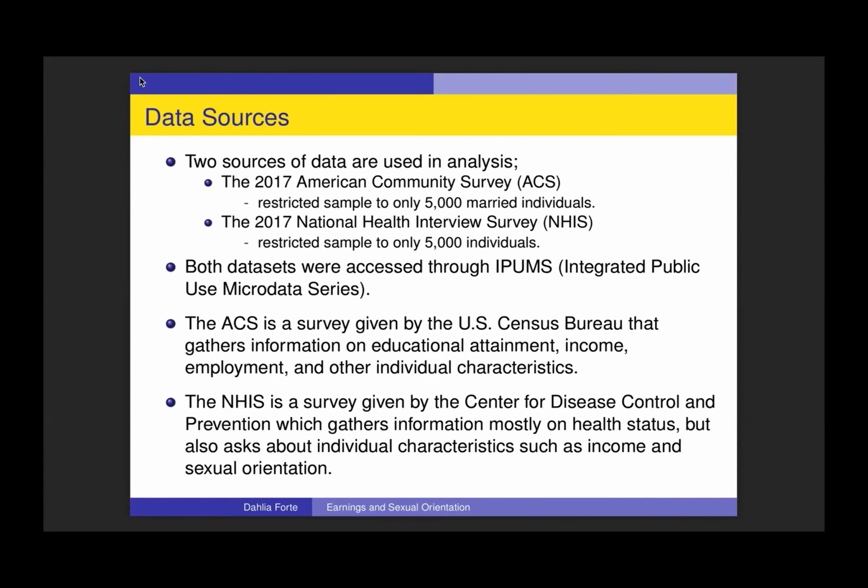The second data source that I used is the 2017 National Health Interview Survey, which asks straight up about an individual's sexual orientation. The categories include things like I'm not sure, uncertain, etc. So I just looked at people who responded gay or lesbian, bisexual, or straight, that is, not gay and not bisexual.